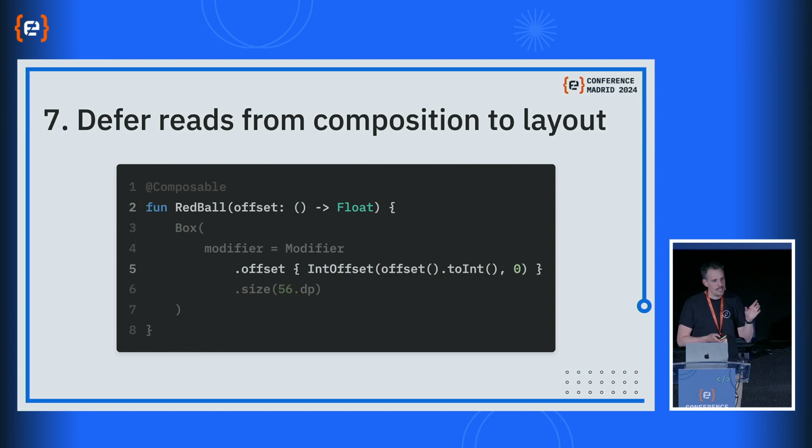The option is to use lambdas instead of specific values, because with lambdas we skip the composition phase and go directly into the layout phase, as the lambda doesn't change. The lambda is a function, and the function can run in the layout phase as many times as it needs. There are several modifiers that can use a lambda instead of a regular value. So check it out, and if you have the lambda option, especially when the state changes so much, I recommend you use it.